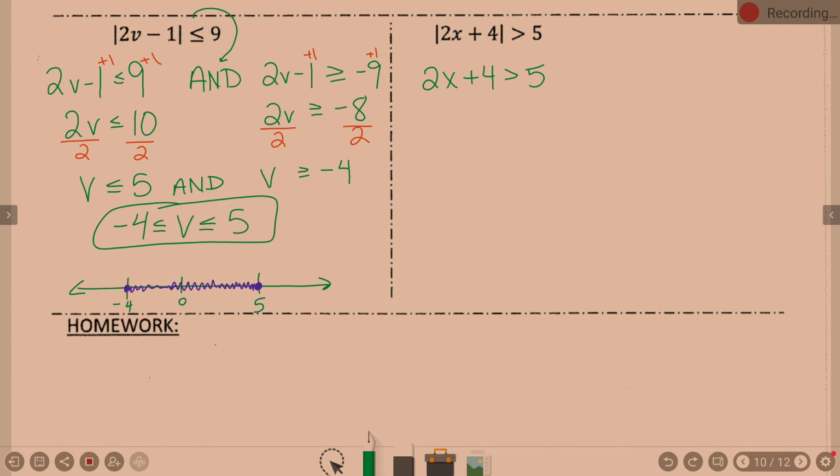What's my word? Or. Why? Because it's a greater than. Okay, because this is a greater than statement, I know I'm using the word or. What's the second inequality I write? 2x plus 4 less than negative 5. Okay, still 2x plus 4. Inequality flips. So greater than becomes less than. And positive 5 flips. Positive 5 becomes negative 5.